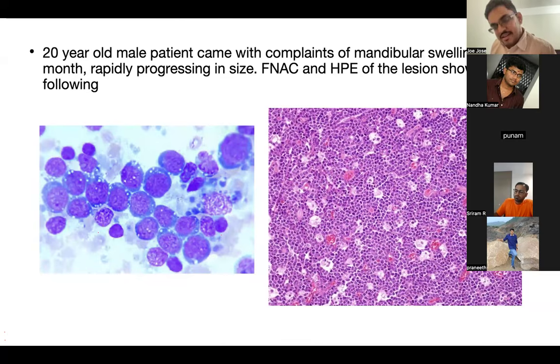Next you're seeing a histopathology. A biopsy is taken. In the biopsy of the mandibular lesion, you're seeing once again these small-sized cells, along with light areas, giving a starry sky appearance. The light areas represent macrophages which have taken in the apoptotic bodies of the tumor cells. So definitely it's Burkitt's lymphoma. This will definitely be asked.